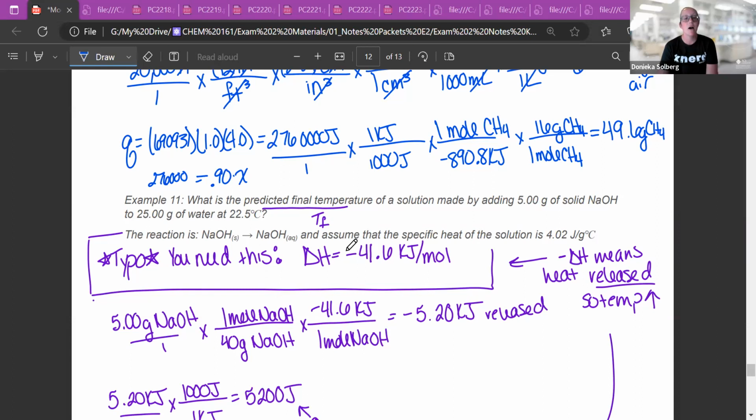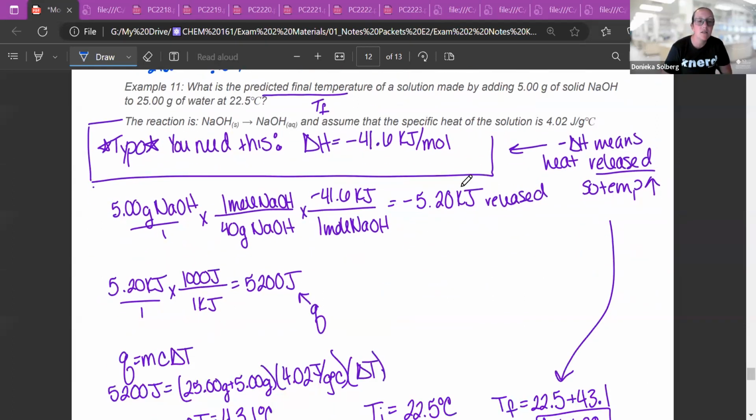All right. Now, again, this is negative. Delta H negative means it's exothermic. It's going to give off heat. This does actually happen in the lab. When we try to make sodium hydroxide dissolve in water, it gets really hot. So heat is released, so I know that the temperature is going to go up. Just keep that in mind. So your final temperature should be higher than 22.5. Okay, this is the amount of energy released, so this is my Q value.